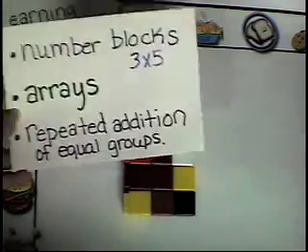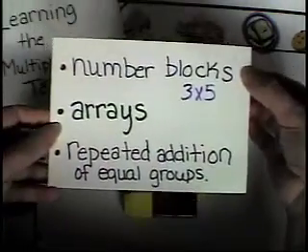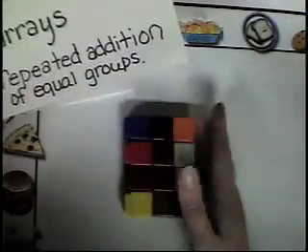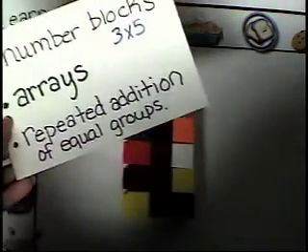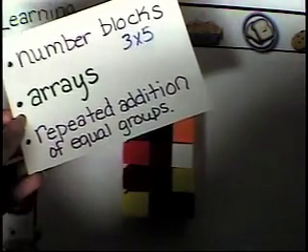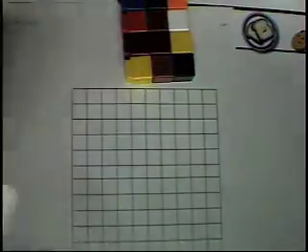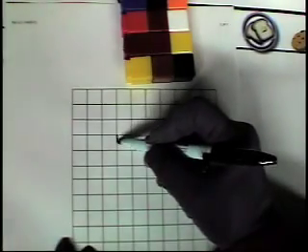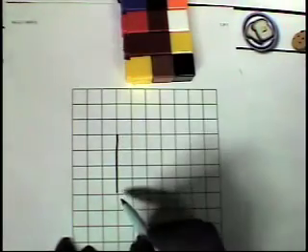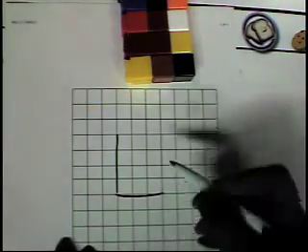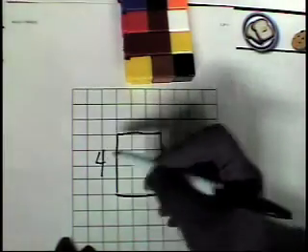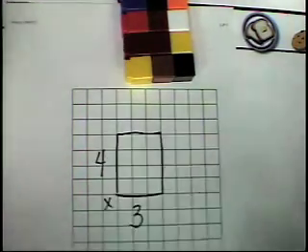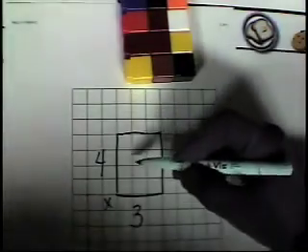So what you really created here, even though you were using number blocks, we were moving into arrays, because we did rows. Take that same thing, and let's transfer it from a concrete to a more pictorial representation. So what does a 4 by 3 look like on grid paper? There's 1, 2, 3, 4 rows, and 1, 2, 3 candies in each. This is 4, and this is 3. 4 by 3, or 4 times 3 to get your 12.